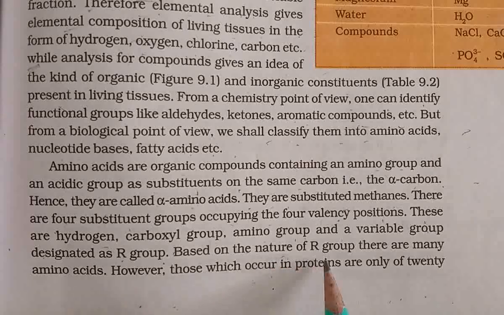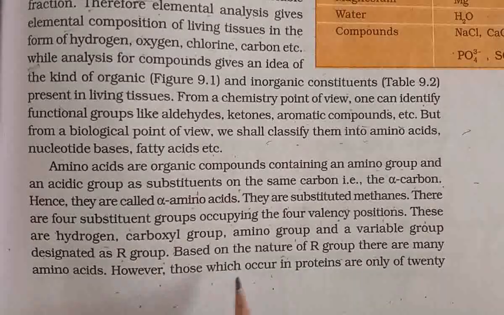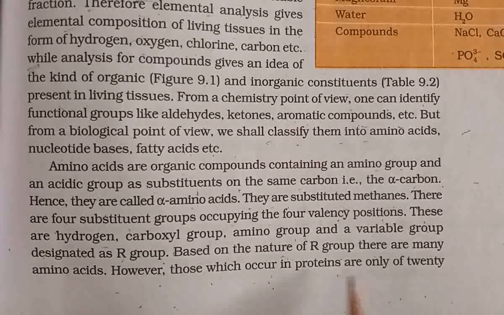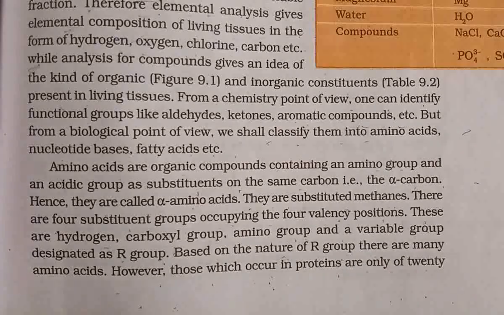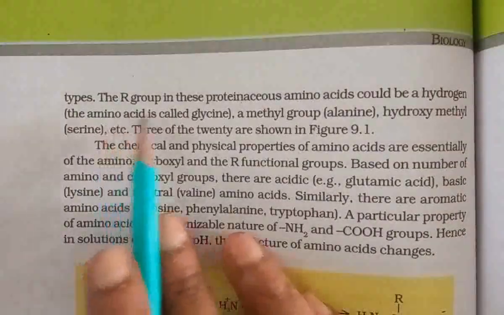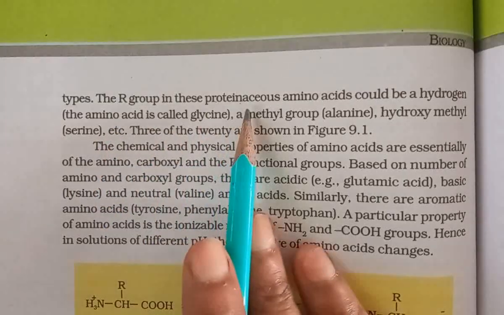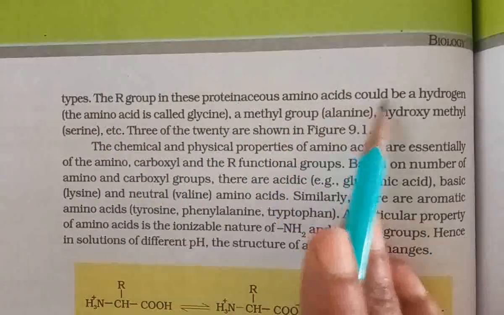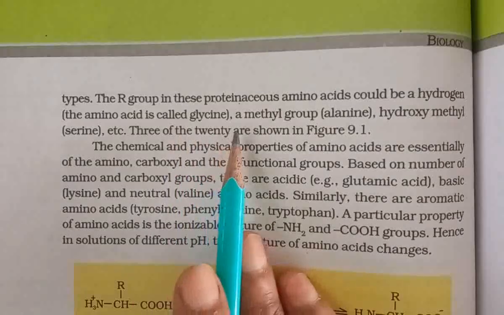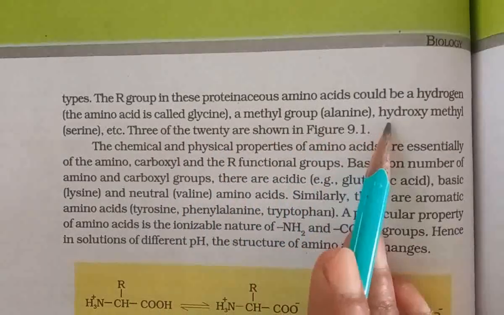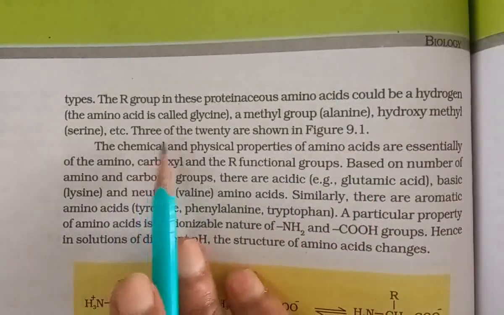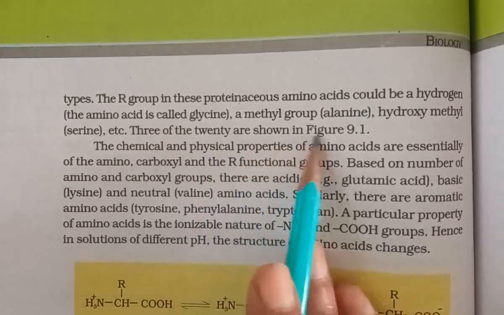Based on the nature of the R group, there are many amino acids. However, those which occur in proteins are only 20 types of R group. In these proteinaceous amino acids, the R group could be a hydrogen, glycine; a methyl group, alanine; or a hydroxymethyl group, serine. 3 of the 20 are as shown in the figure.